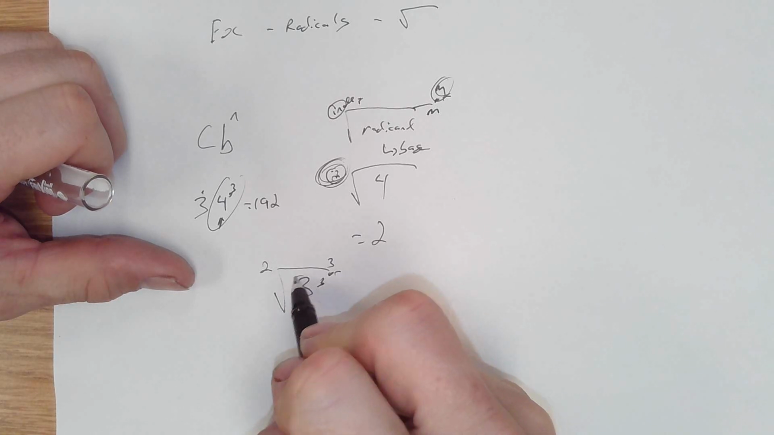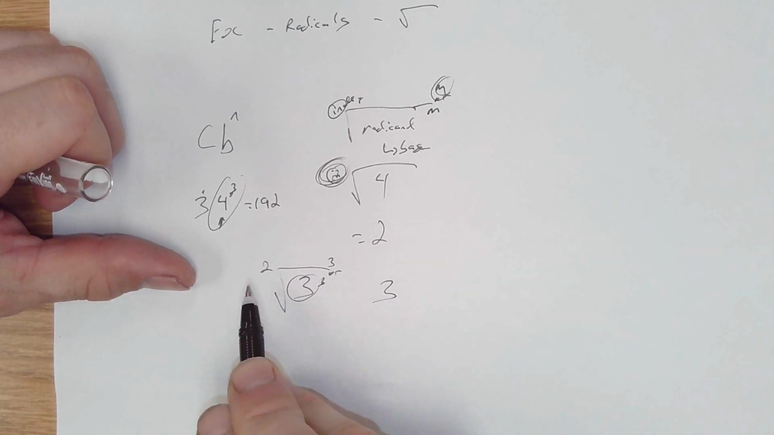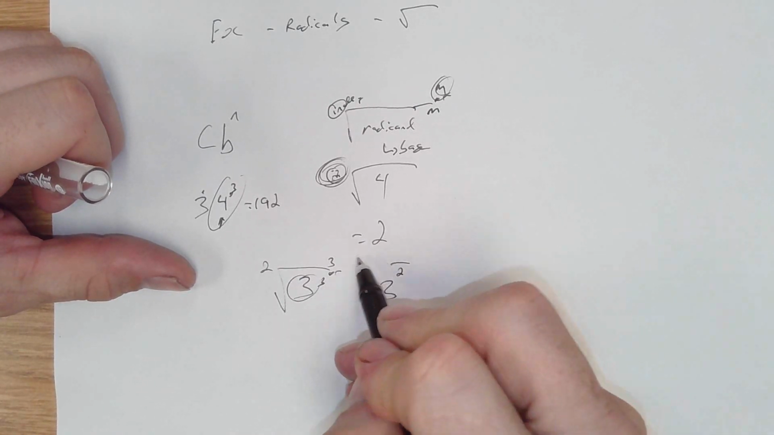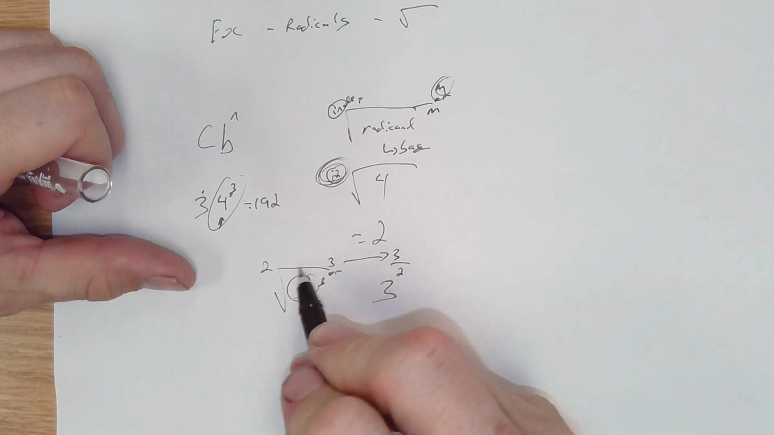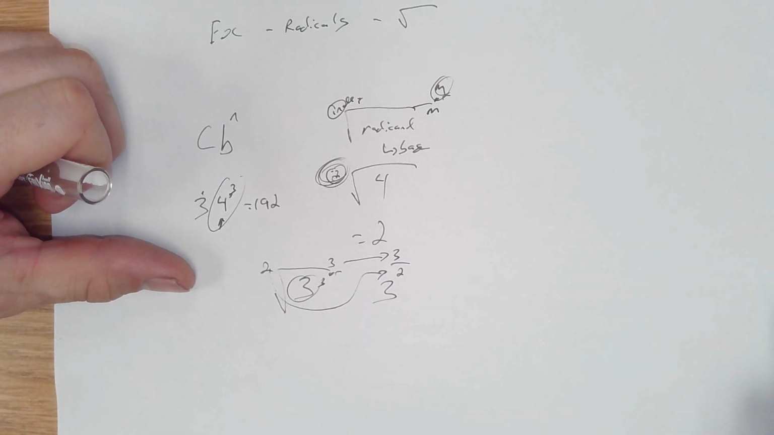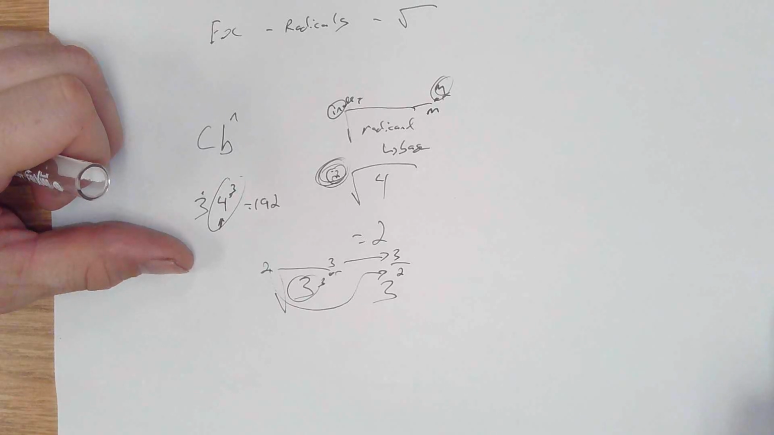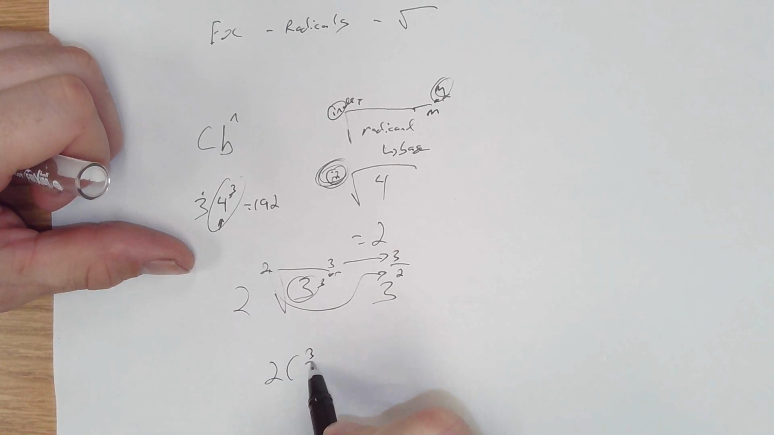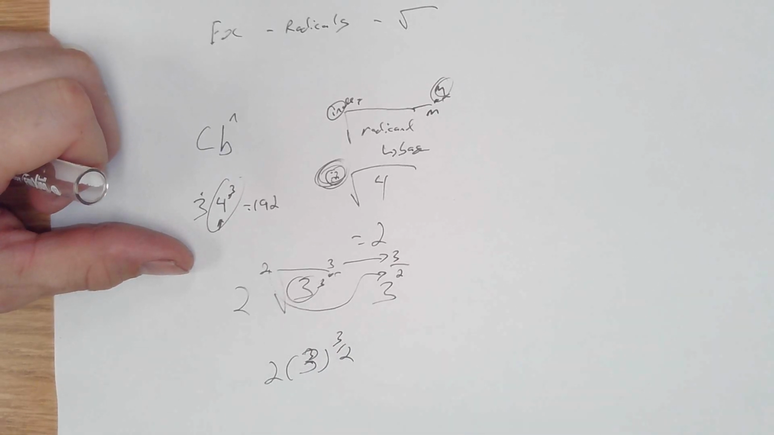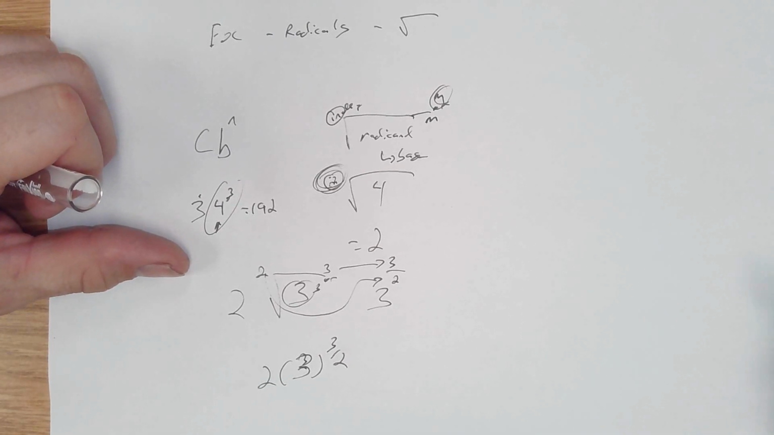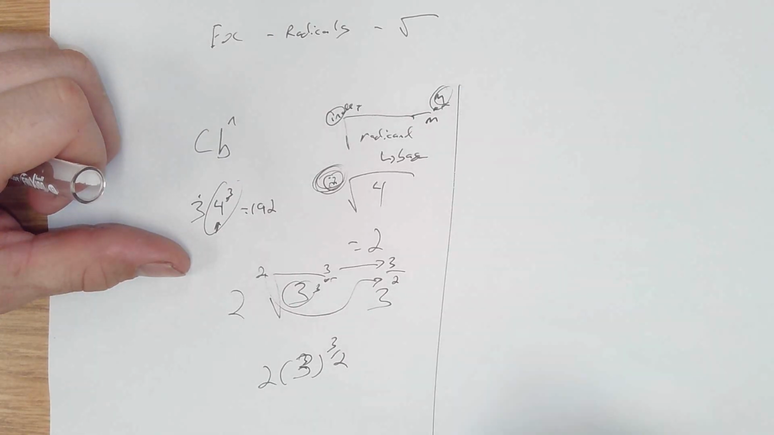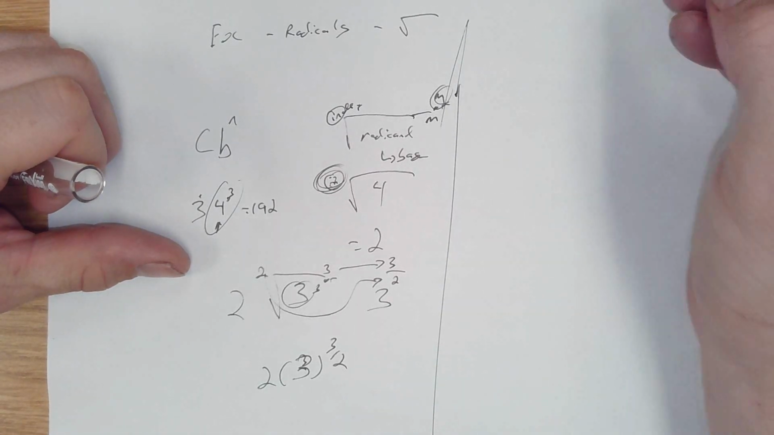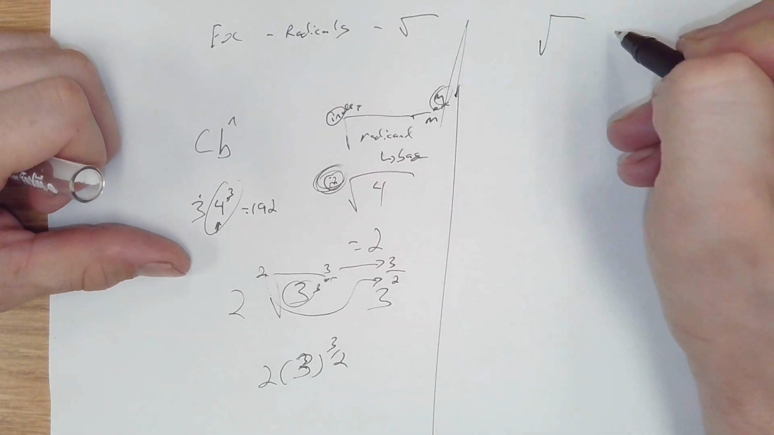Okay, but this is the base, right? This is the denominator, and this is the numerator. Okay, so this is 3 to the 3 halves. And if there was a coefficient in front of this, say like 2, it would be 2 times 3 to the 3 halves. Okay, so that's different ways to write exponents and how they go from radicals to exponents and vice versa.